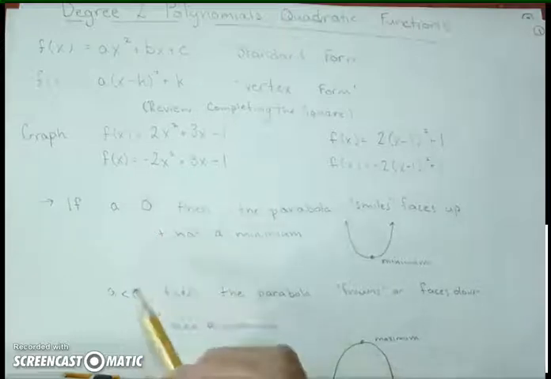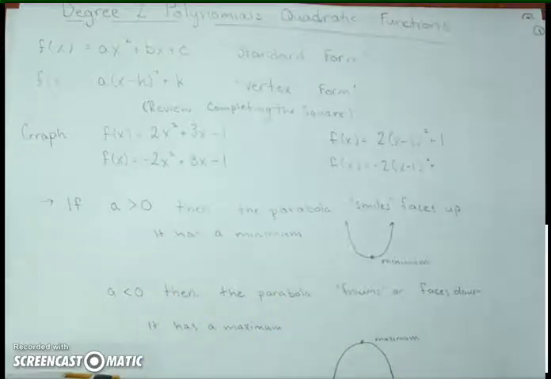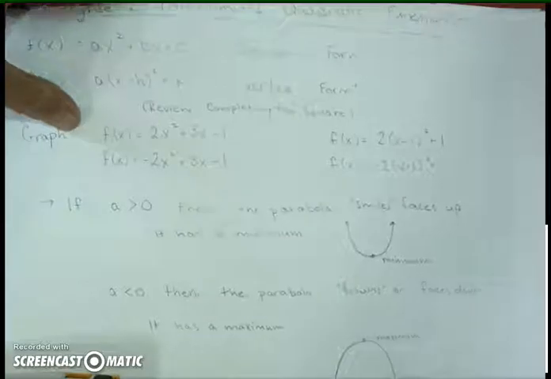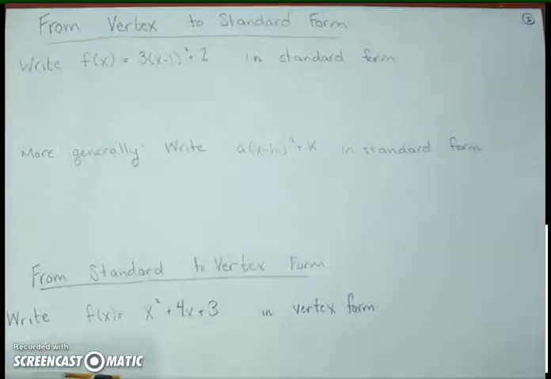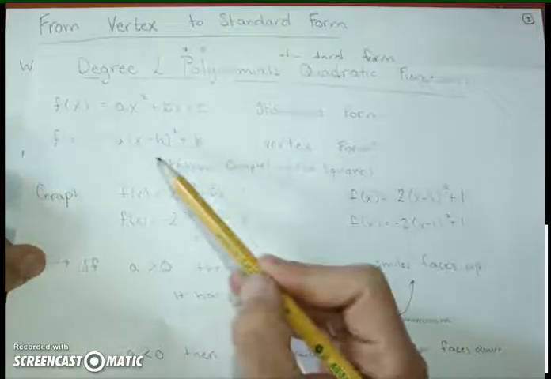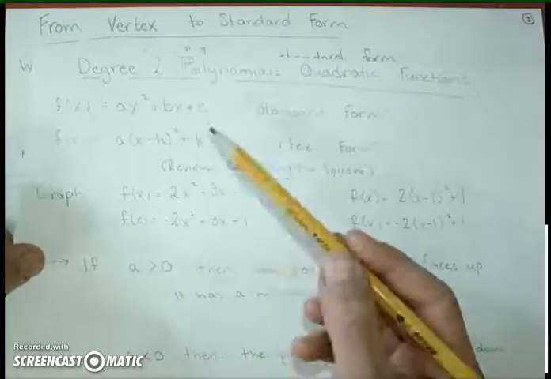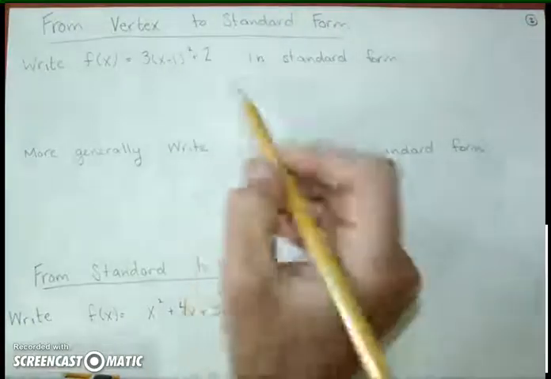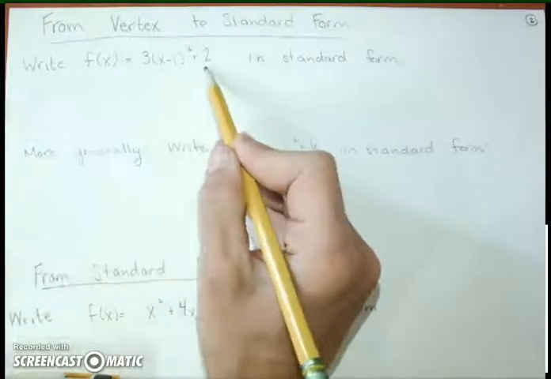So these are just some very simple observations that we can make by looking at the graph. Now I want to talk about, so here are the two forms again, standard versus vertex. I want to talk about how to go back and forth between them. So let's say we have an expression in vertex form.